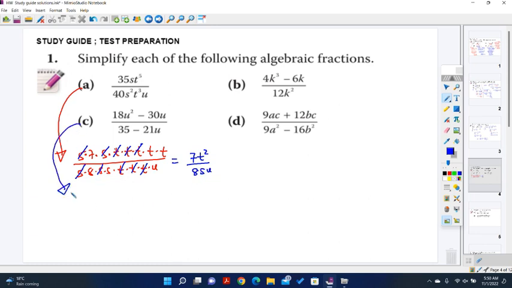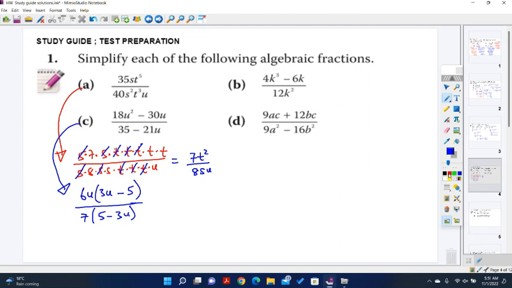And this one, 18u squared minus 30u, I hope you can see that 3 is common and u is common. Is it just 3? Actually 6 is common, so 6u is common. And if I take out 6u from here, I'll have 3u minus 5. And in the denominator, when I take out 7, I will have 5 minus 3u.